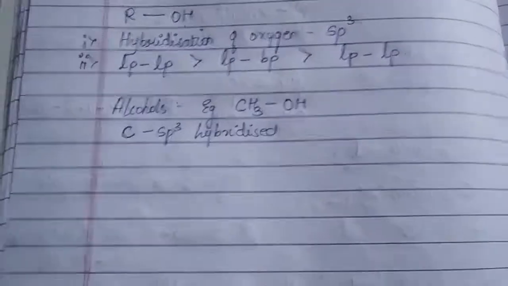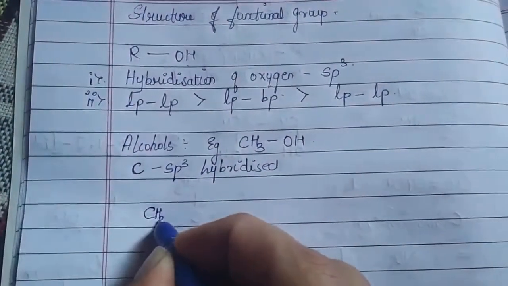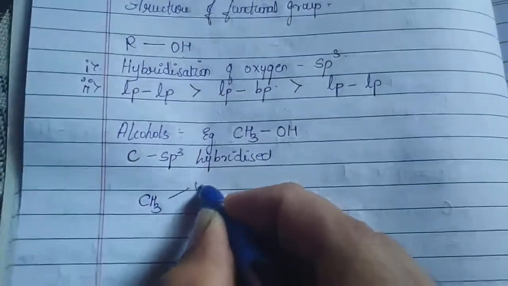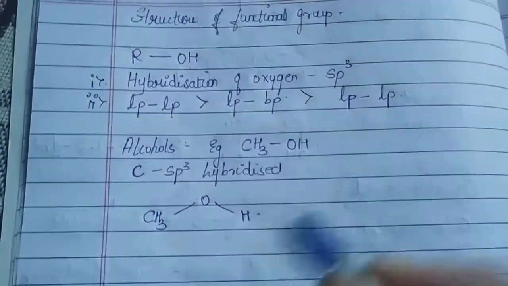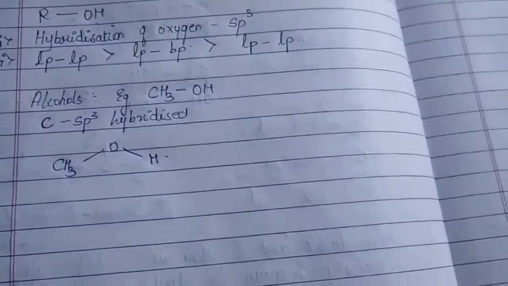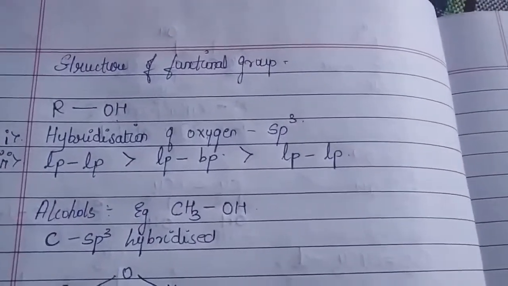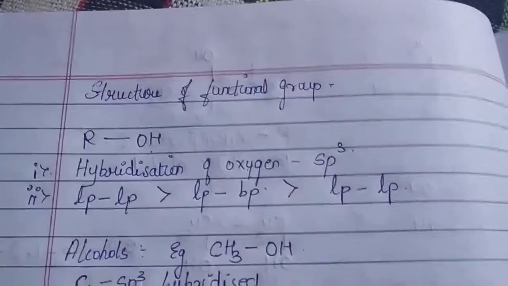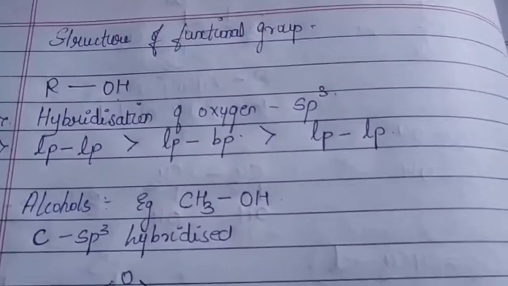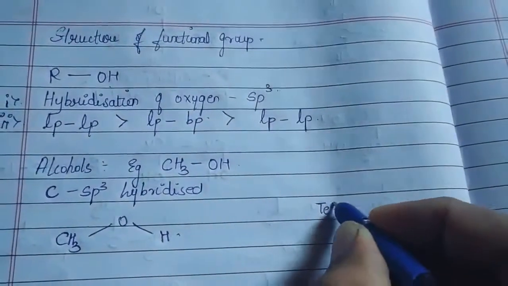So what is the major important thing? If I am going to write its structure, of course I can write it in this way: CH3, O and an H. Yes. So basically we came to know that in this alcohol the oxygen is sp3 hybridized. So whenever sp3 hybridization comes, what is the geometry which strikes our mind? Yes, the tetrahedral geometry.